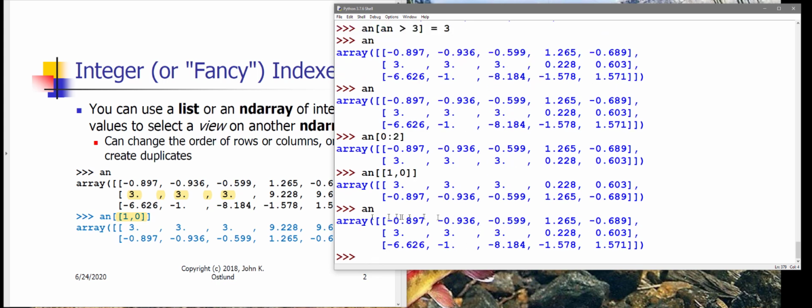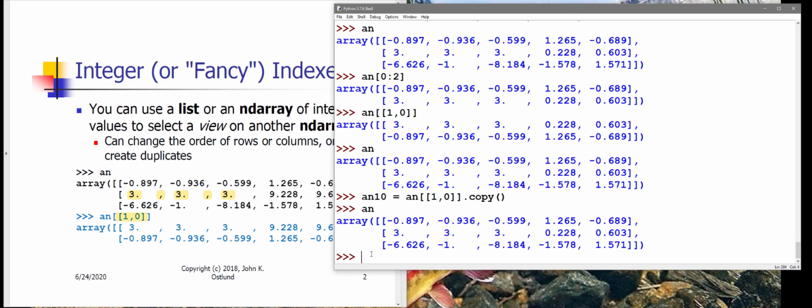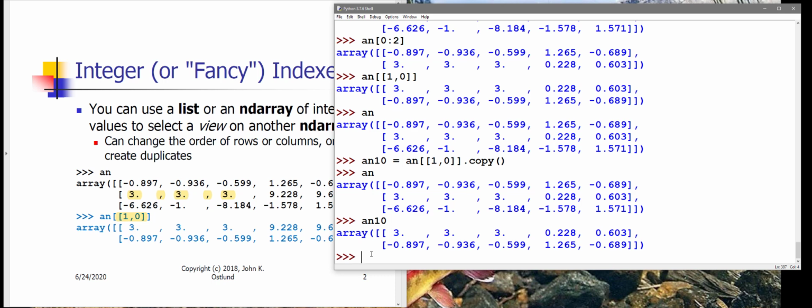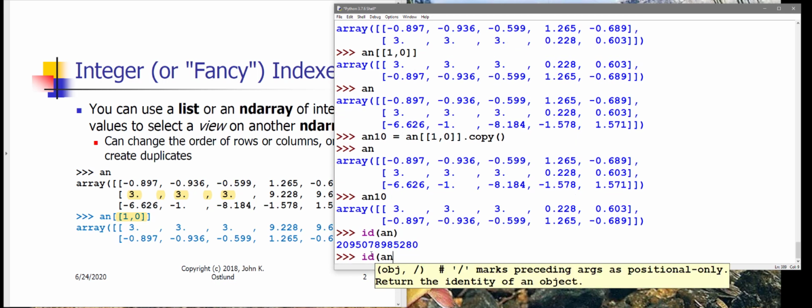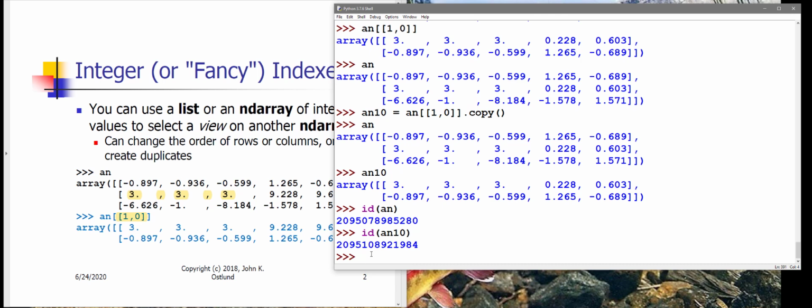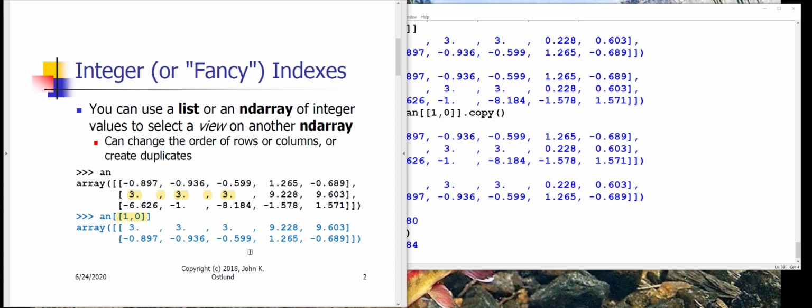If I wanted to obtain a copy of just those 2 rows in that order, I could do something like this. Let's call this AN10, because I want row 1 followed by row 0. And I'll say AN sub [1, 0]. Now, I don't want merely a view on that part of AN, so I'm also going to throw in my copy method. All right, so AN is what it was, and AN10 is a copy of the first 2 rows of AN, but in the reverse order. By the way, you may remember that we use the ID function to look at the IDs of objects, and I can look at the ID of AN and the ID of AN10 to confirm that these are different objects. They have different IDs. So that's one example of a fancy index.